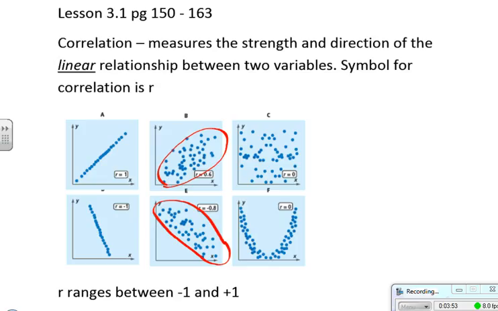And speaking of closer to linear, if we look at picture F, that, hopefully obviously, is not linear data. That data is parabolic. And R only measures the strength of the linear relationship. So if you have data that is parabolic, you're most likely going to have a set of data that will have a correlation of 0.